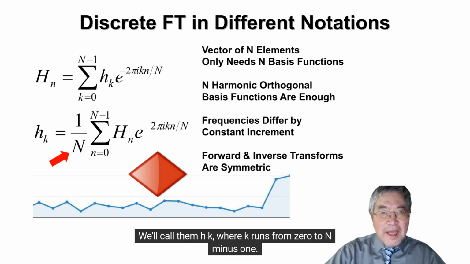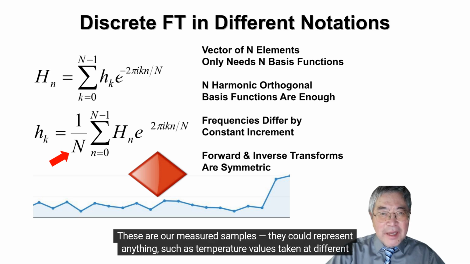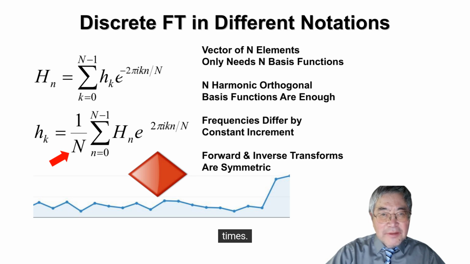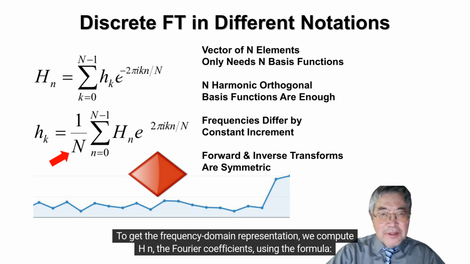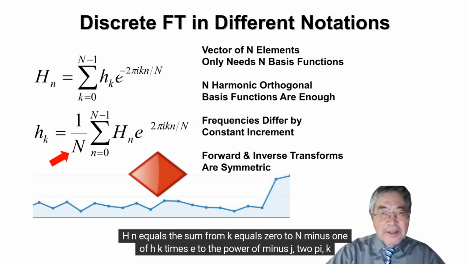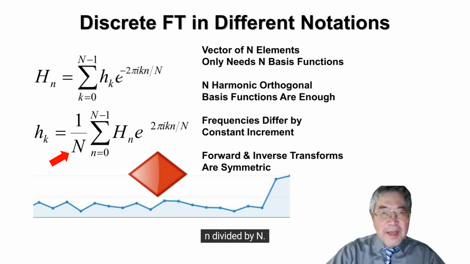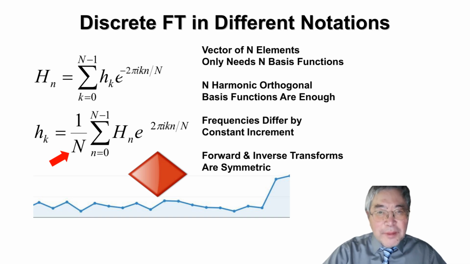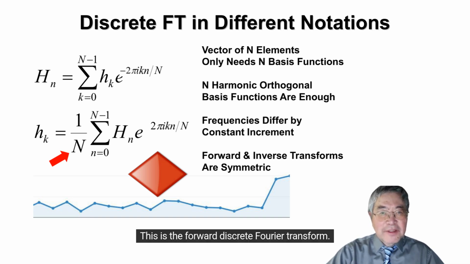We'll call them hk, where k runs from 0 to n minus 1. These are our measured samples. They could represent anything, such as temperature values taken at different times. To get the frequency domain representation, we compute hn, the Fourier coefficients, using the formula hn equals the sum from k equals 0 to n minus 1 of hk times e to the power of minus j 2 pi kn divided by n.